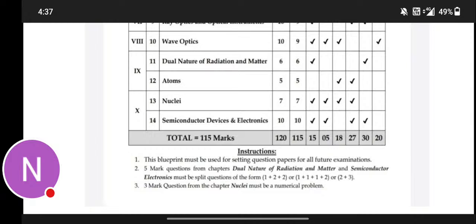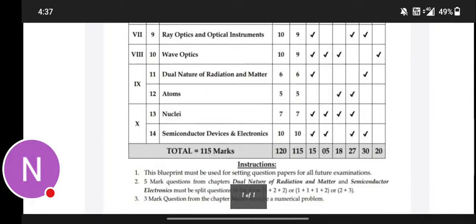And final chapter, that is the 14th chapter, semiconductor devices and electromagnetic. 1 question for 1 mark MCQ, 1 question for 1 mark, that is answer the following, 1 question for 5 marks, and 1 question for 3 marks. Total it is 10 marks you are getting from this chapter.